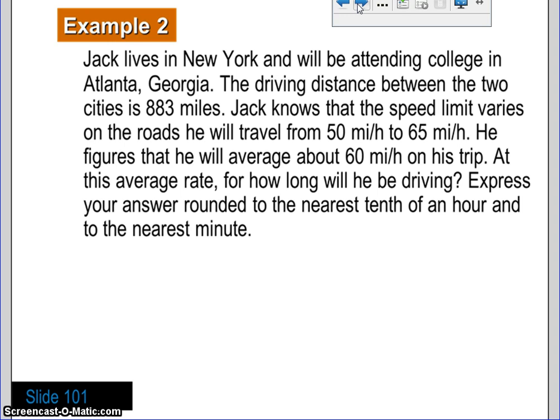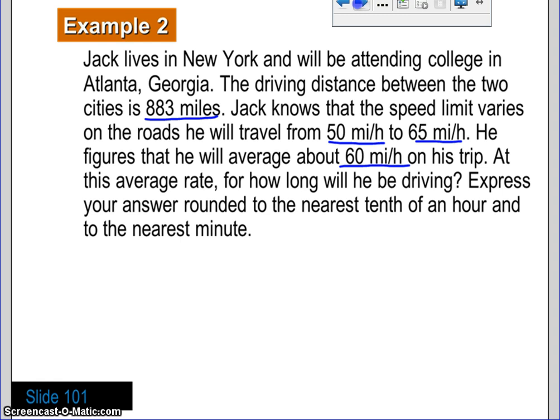Example 2, it says Jack lives in New York. He'll be attending college in Atlanta, Georgia. The driving distance between the two cities is 883 miles. Jack knows that the speed limit varies on the roads, that he will travel anywhere from 50 to 65 miles per hour, and he figures that he's going to average about 60 miles per hour on his trip. At this average rate, for how long will he be driving? Express your answer rounded to the nearest tenth of an hour and the nearest minute.